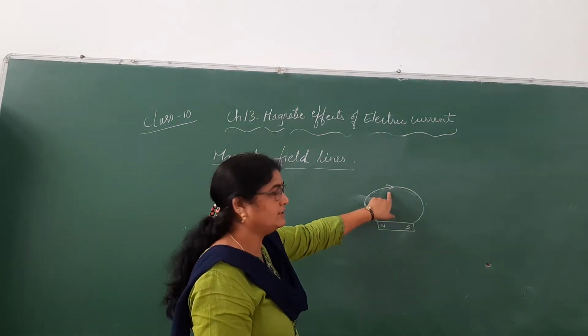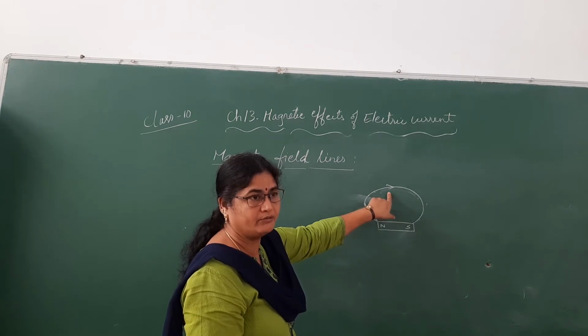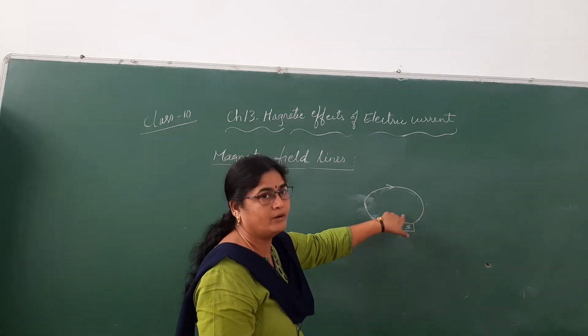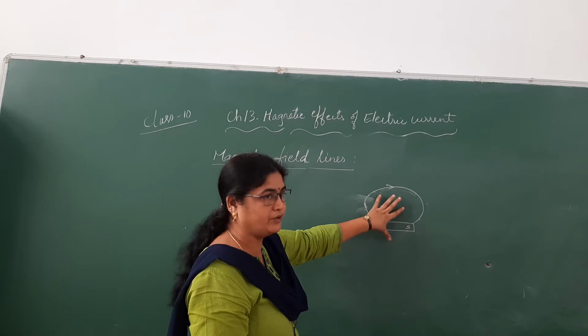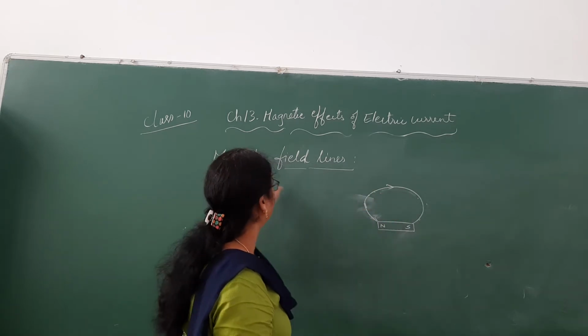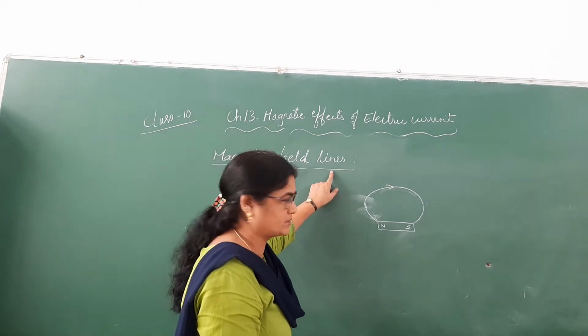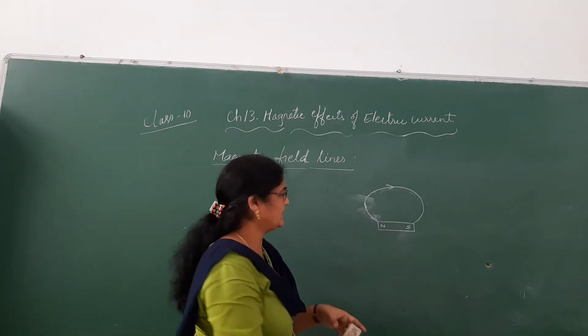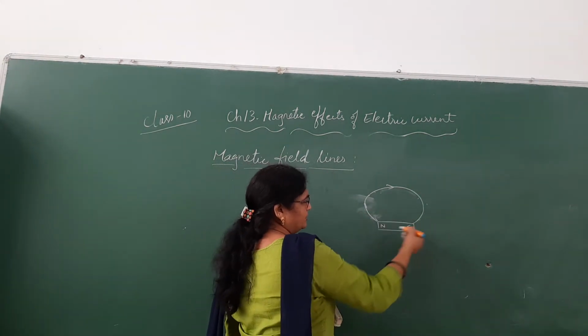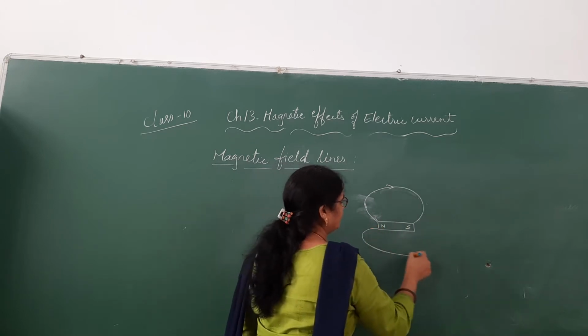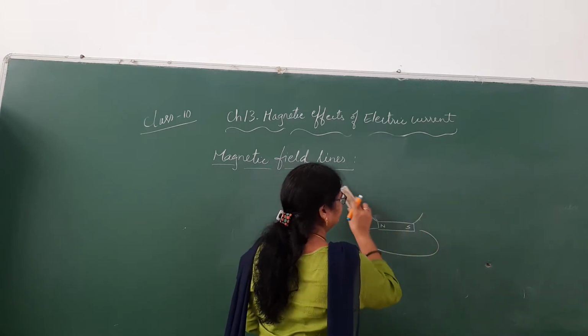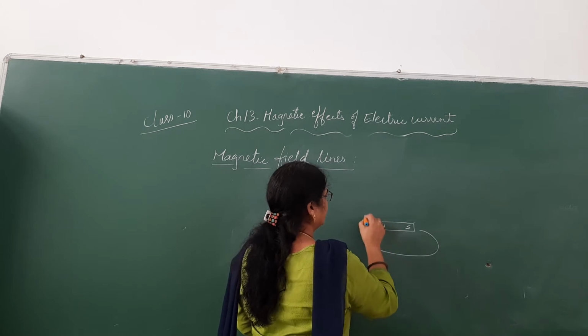Okay, this line is an imaginary line. We imagine that this is the path of the unit north pole in this field. So this line is called a magnetic field line or line of force. So we got one line like this. Similarly, you can put it in any position and you will get many more lines this way around this bar magnet.